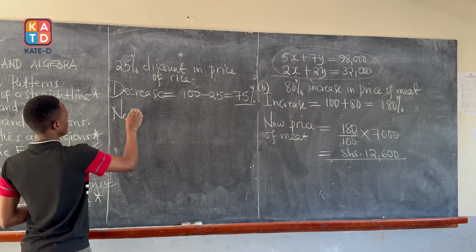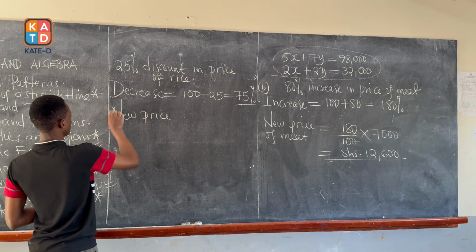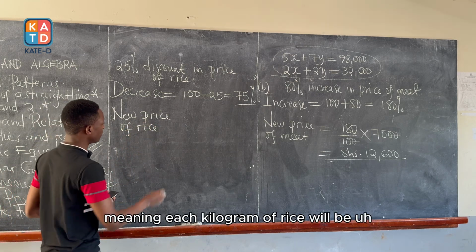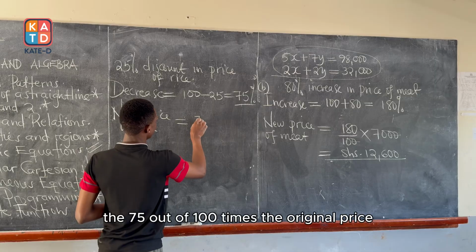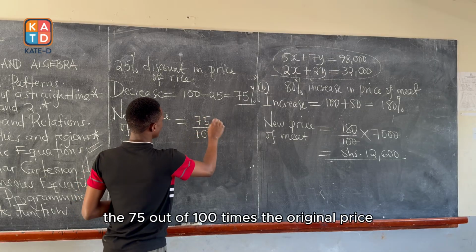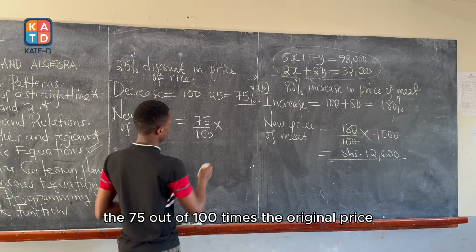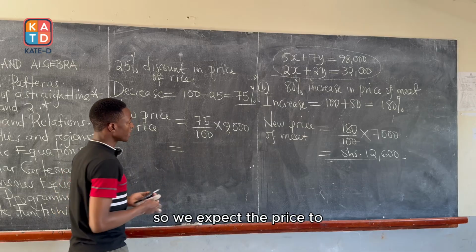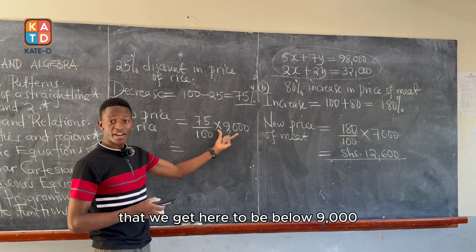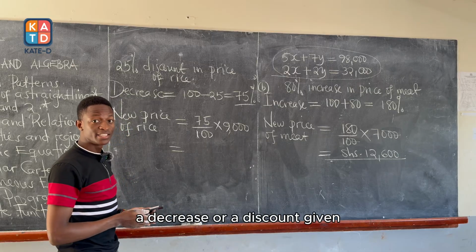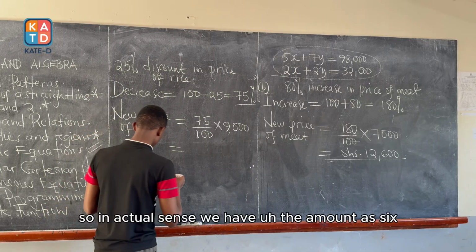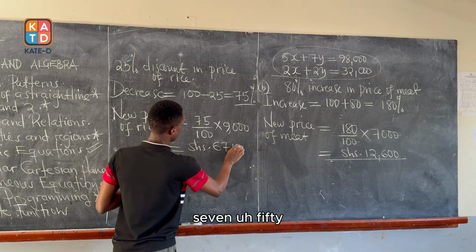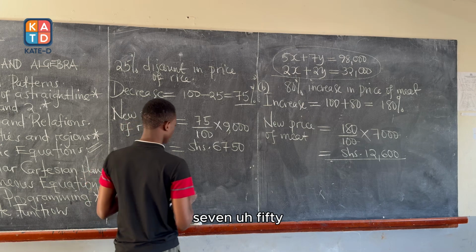So the new price of rice, and here we mean each kilogram of rice, will be 75 out of 100 times the original price, which is actually 9,000. So we expect the price that we get here to be below 9,000 because there has been a decrease or a discount given. So in actual sense, we have the amount as 6,750 shillings.